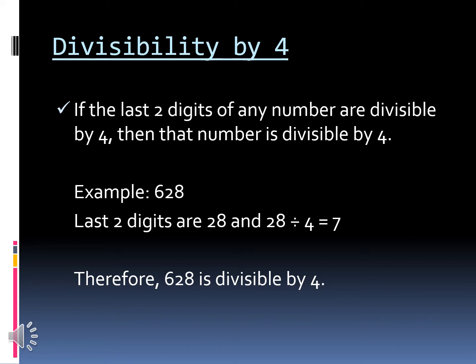If we get some remainder and the number is not completely divisible, meaning the last 2 digits are not completely divisible by 4, then the complete number will also not be divisible by 4. All these divisibility rules of 2, 3, 4 and more we will learn later on. All these divisibility rules are valid for smaller numbers and for large numbers also.